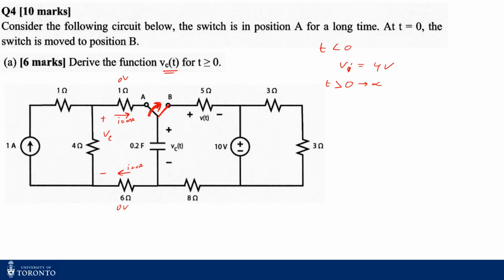So therefore the current through this 5 ohm is 0 amps. So the voltage drop across 5 ohms is 0 volts. Similarly, the current through this 8 ohms is 0 amps. Voltage drop across 8 ohms is 0 volts. So therefore your VC will be just basically the voltage across this source. So therefore what's your VF? VF is 10 volts, right?